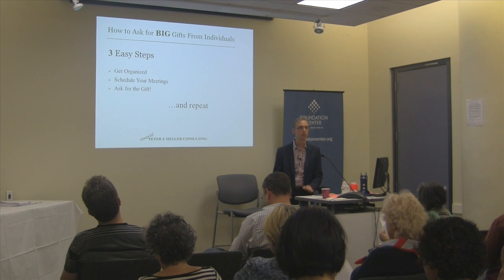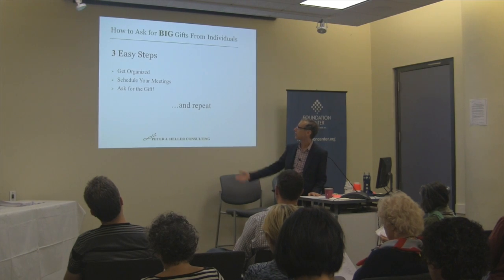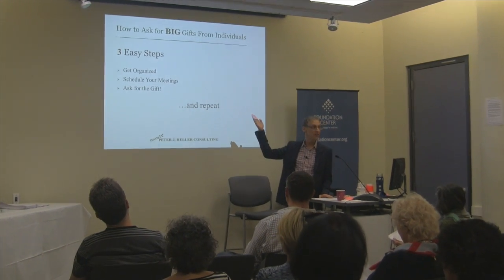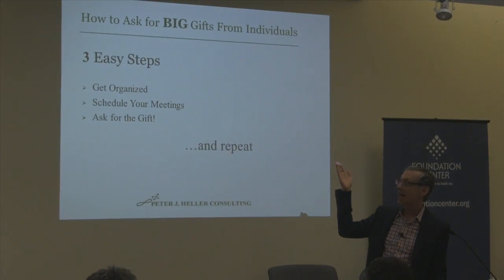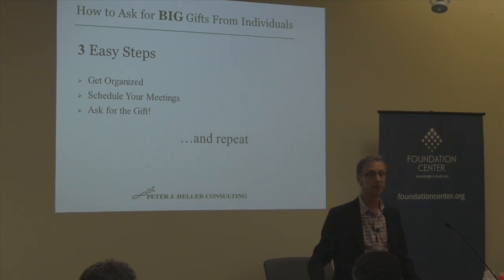3 easy steps. You have details on the steps which we're going to go over. They're on this sheet of paper. But just basically so we know what they are, it's get organized, schedule your meetings, and ask for the gift. Okay, ask for the gift is basically going on meetings.